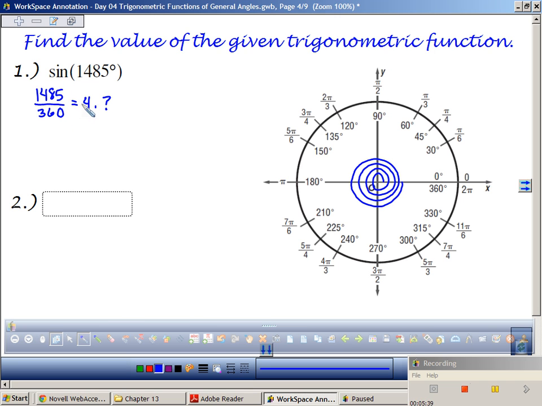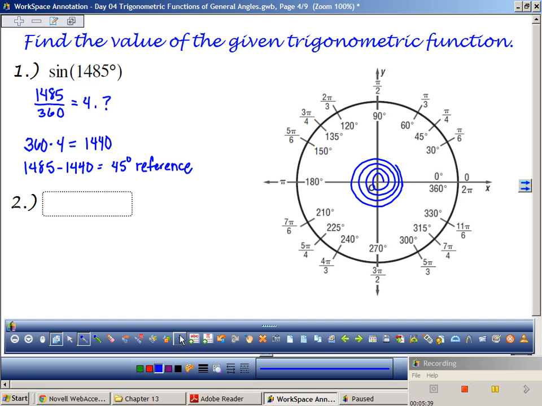I said to myself, well, I'm going to figure out how many times 4 times 360 degrees is. So 360 times 4 is, I believe, 1440. So then I took 1485, and I subtracted 1440, and I got 45. We call this our reference angle. It's not the actual angle, but it's where we land, and that's where we're going to reference on our unit circle. So I landed right here. Well, at 45, that's pi over 4.